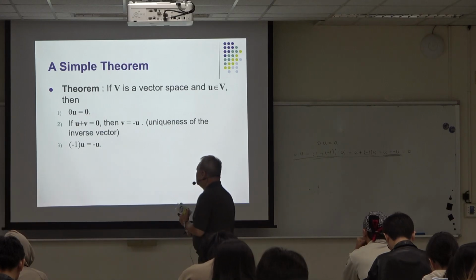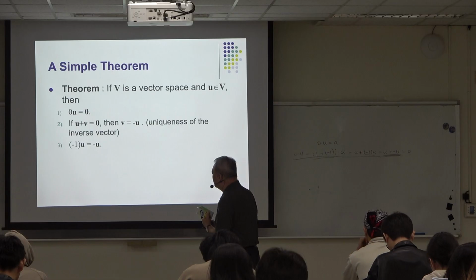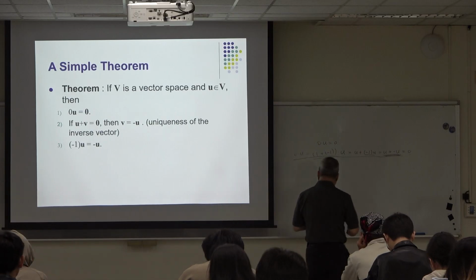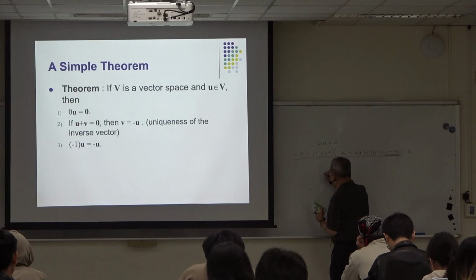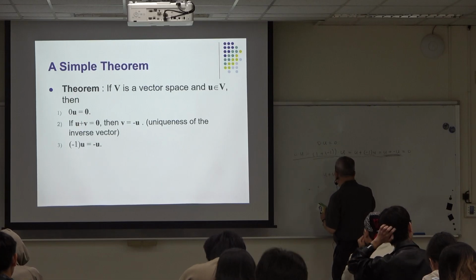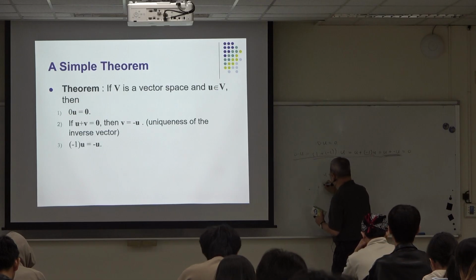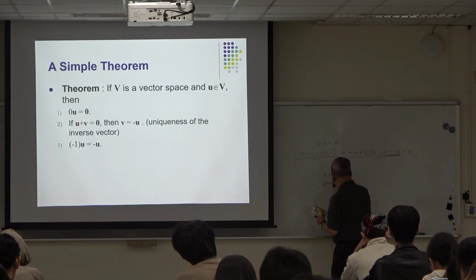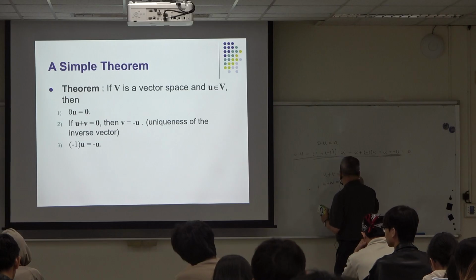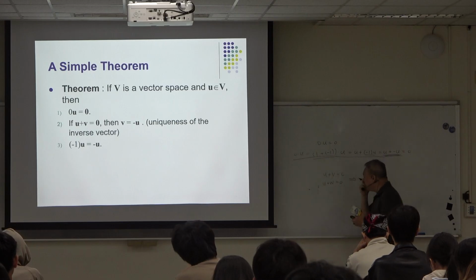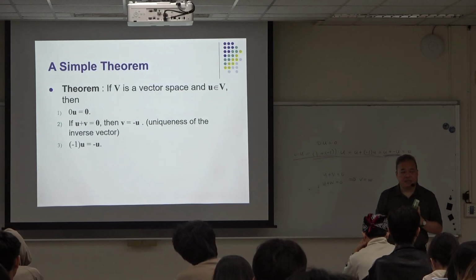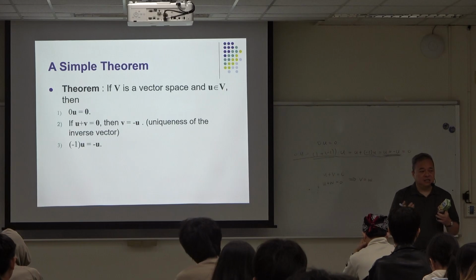If u plus v equal to 0, then v equal to negative u. So it's like u plus v equal to 0, u plus w equal to 0. We want to prove v equal to w. Okay, the uniqueness of like inverse.